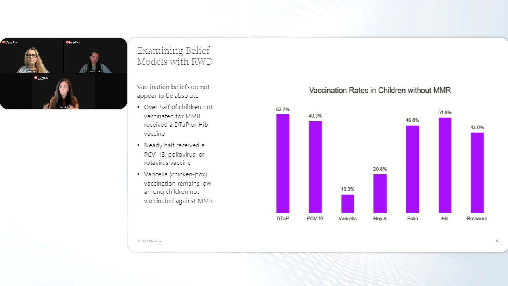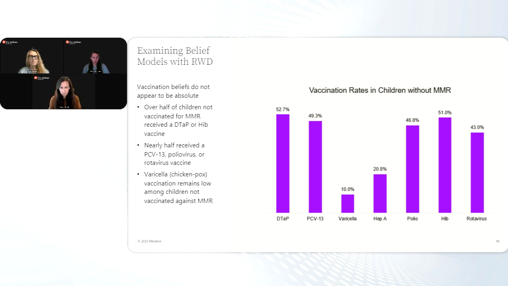The other thing we can start to do is understand maybe more holistic attitudes around vaccination through real world data. This is looking at individuals who did not get an MMR vaccine. So these are children that are 2 years of age who did not get an MMR vaccine. And what you can see here is that the belief around vaccinations does not necessarily seem to be absolute. And I'm taking this as a heartening thing.